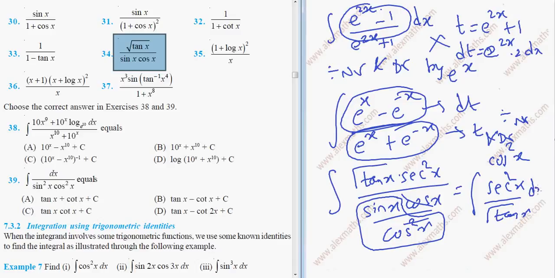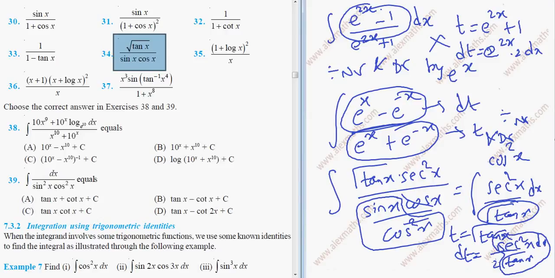Then I take t as root tan x. When the denominator has a root, I can take t along with the root. So dt will become 1 by 2 root tan x into secant square x dx. So I got the entire term except for the 2. So this 2 I will carry here. This entire term is 2 dt. So integral 2 dt is nothing but 2t plus c. And if I replace the t, it will become 2 root tan x plus c.